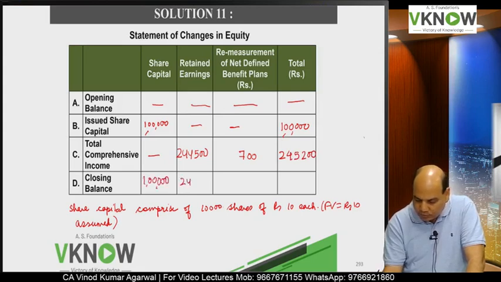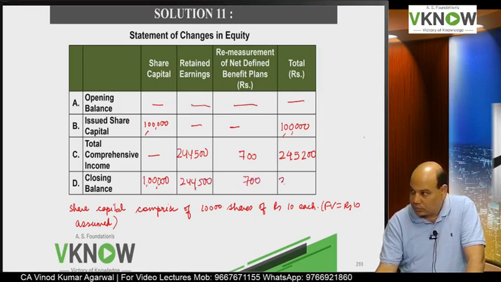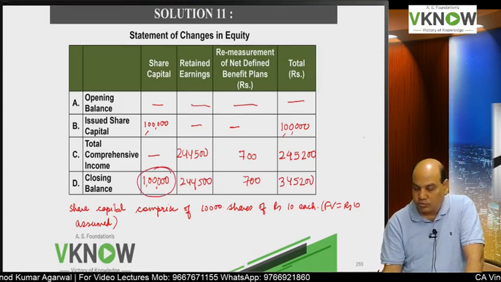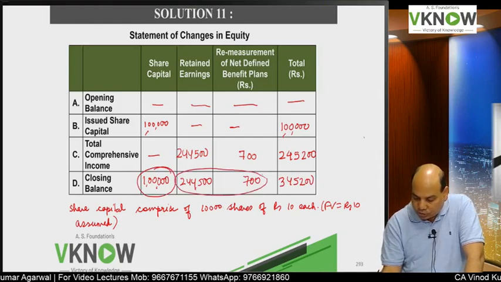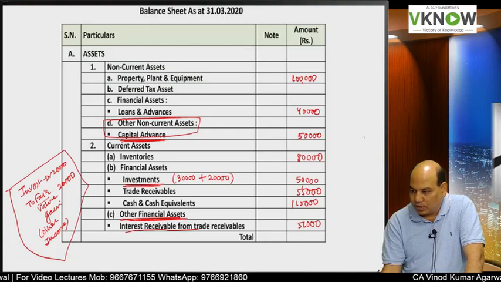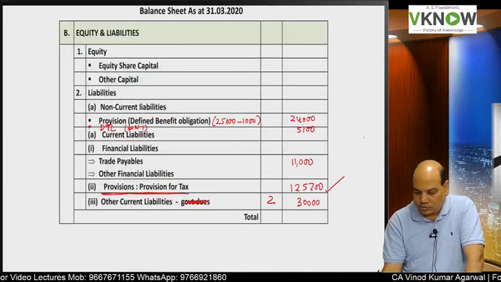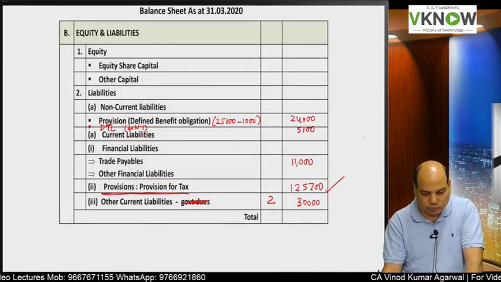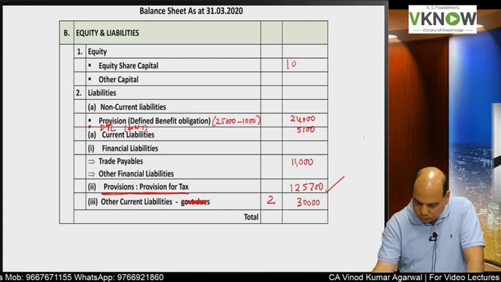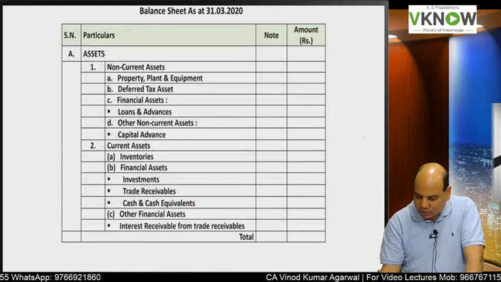1 lakh, 244,500, 700, 345,200. Share capital will go to share capital. The total of these two will go to other equity. So come to balance sheet liability side. Share capital is 1 lakh, 245,200. Tell me asset side total now.